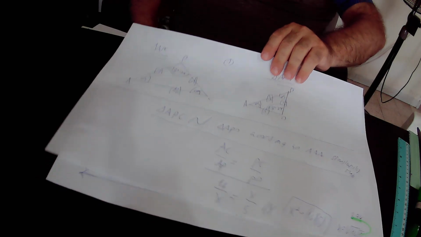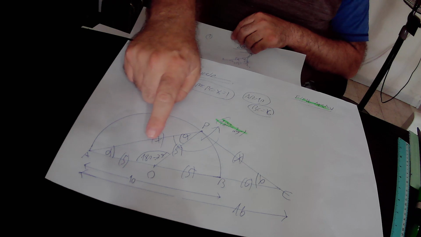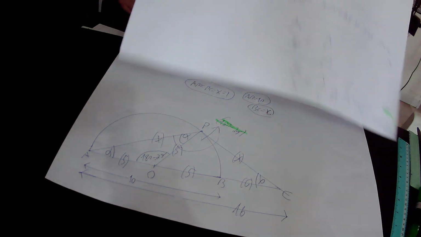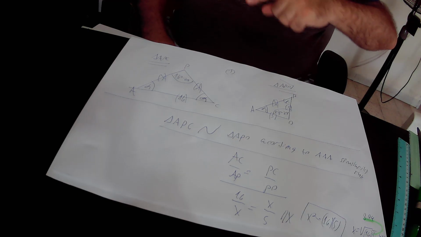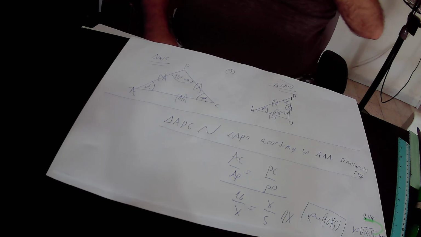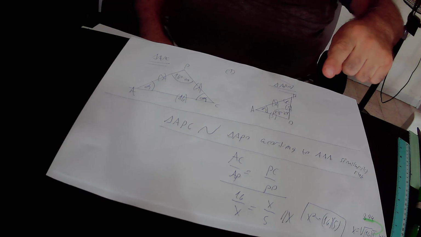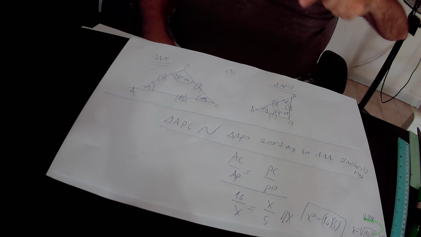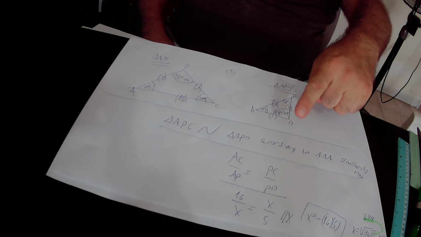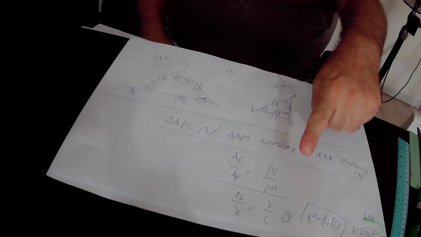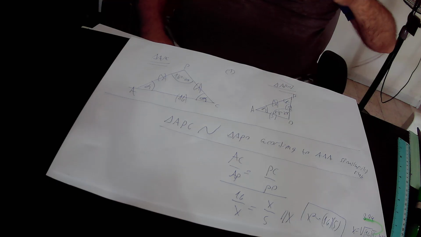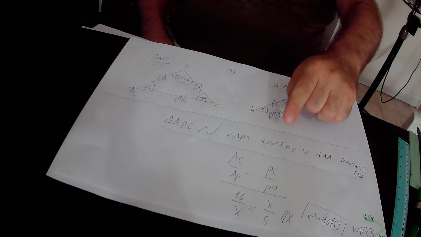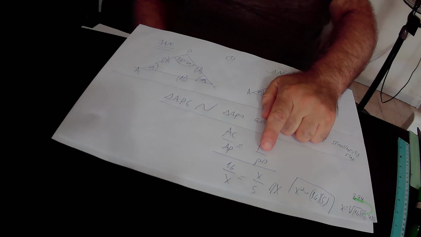AC is 10 plus 6, that is 16. AC is 16, over AP. AP is x, the line segment that we are looking for in this question. And it equals PC, which is also x, over PO. PO is 5, the radius of the semicircle. So in total, we found that 16 over x equals x over 5.